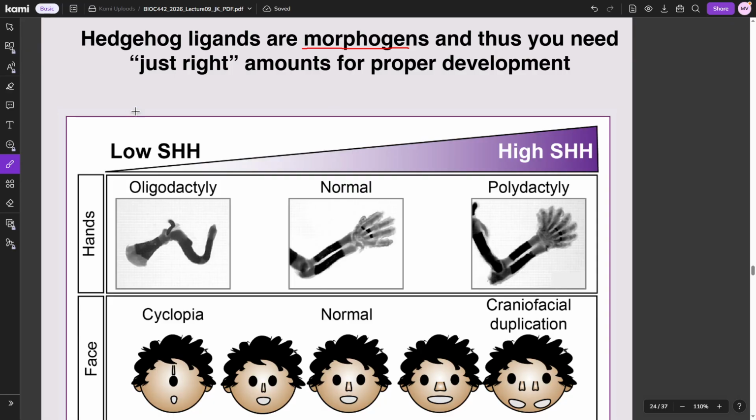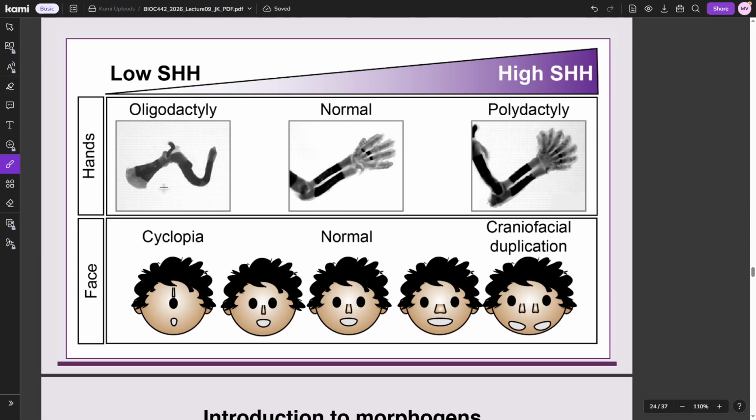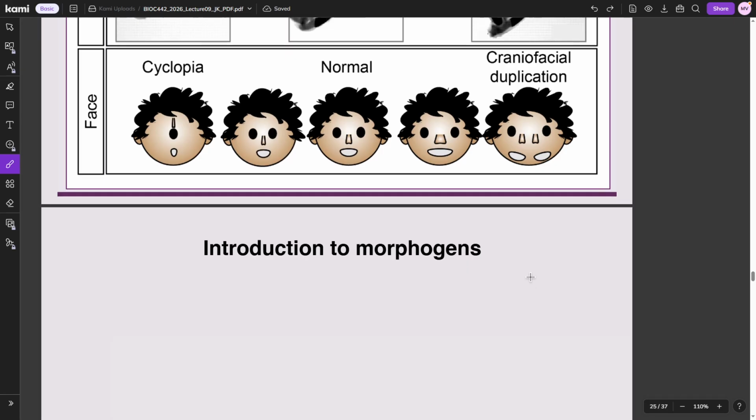You can see here, if you have too little Sonic Hedgehog, what ends up happening is you get cyclopia, which is like everything kind of converges into one line, if you will. But if you have too much Sonic Hedgehog, you actually get this kind of splitting effect, like a duplication effect. So for humans to be normally developed, they need to have just the right amount of SHH so that you have 2 eyes, 1 nose, 1 mouth. Otherwise, if you have too little, you end up with 1 nose, 1 eye, 1 mouth, and if you have high SHH, you end up with 2 of each, which is a bit strange.